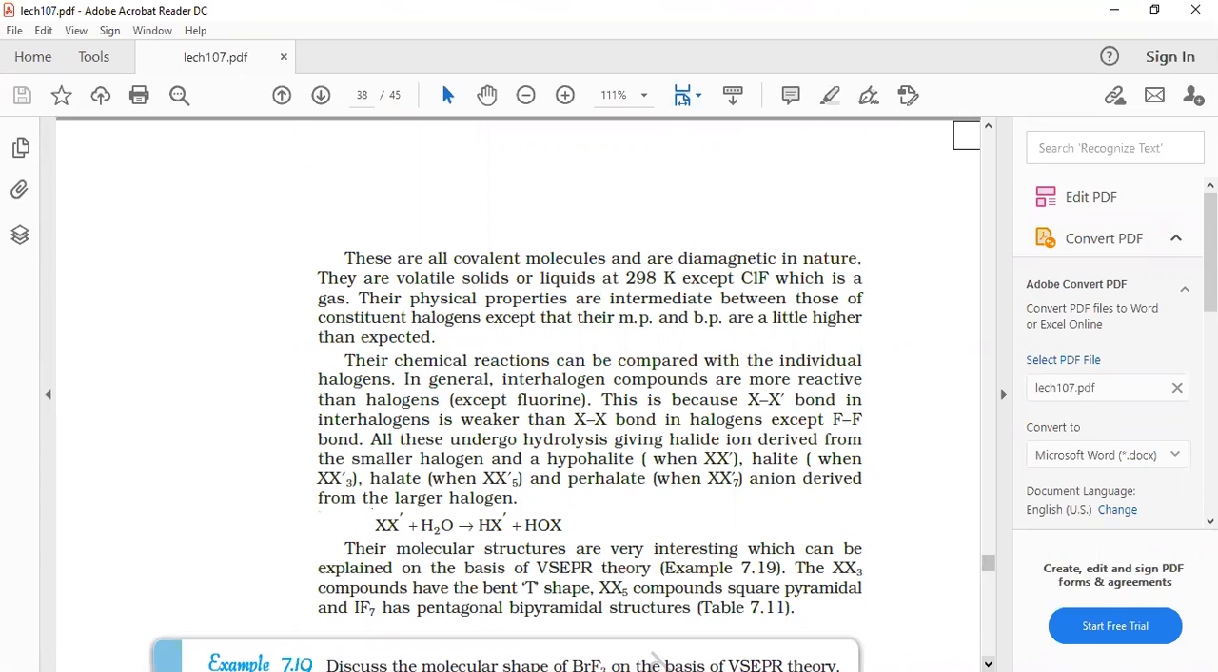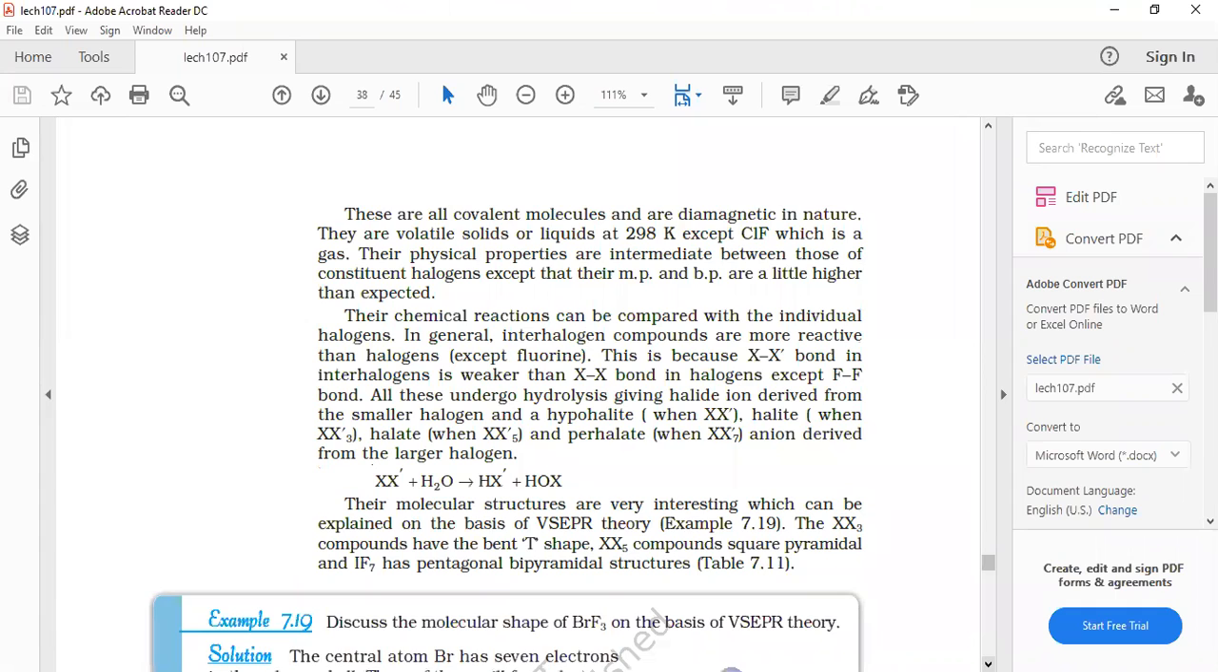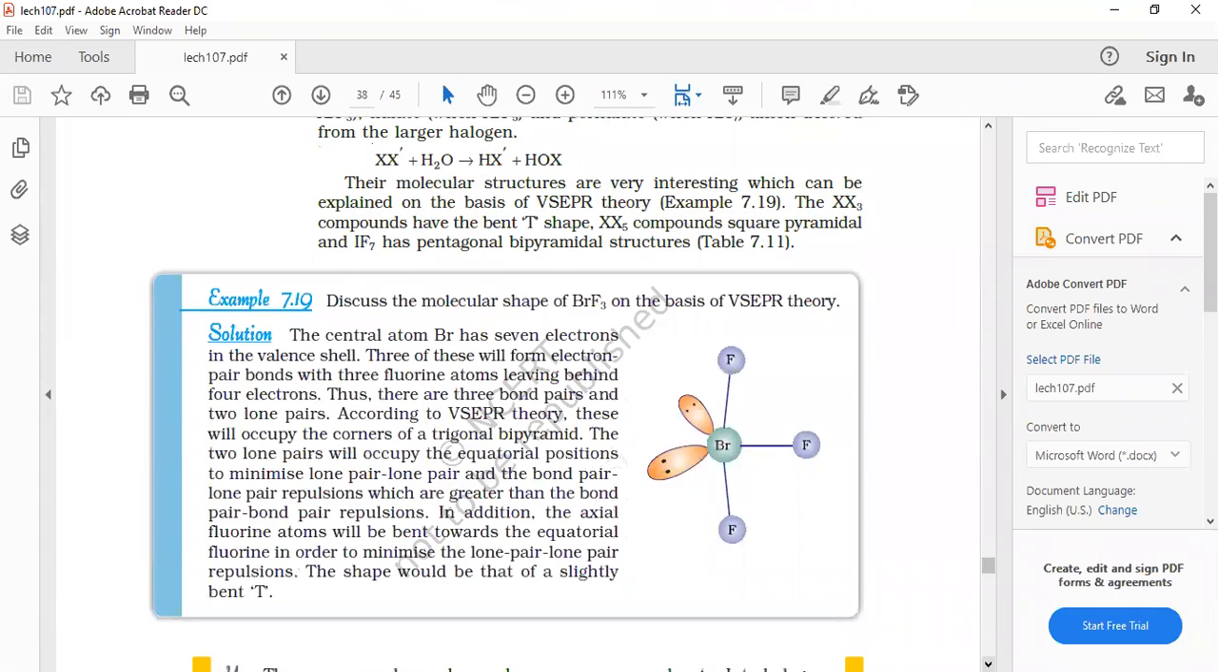Our next point, the last point, is elements of group 18.